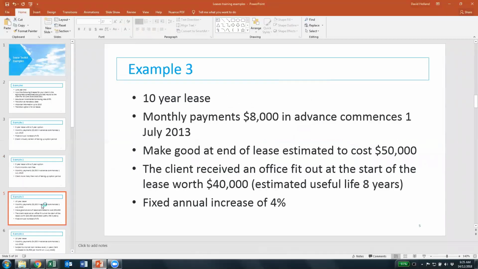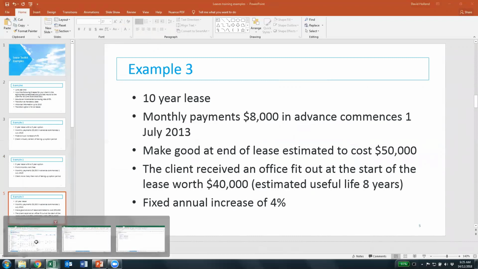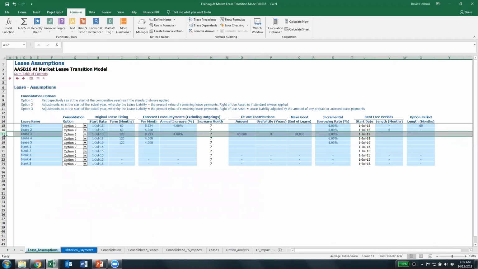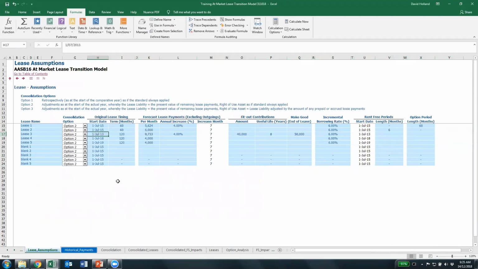Let's have a look at example 3. Please pause the video and input example 3 into your spreadsheet. Okay, here is example 3. Commenced at an earlier date, 1 July 2013. It was a 10-year lease. It had fixed increases, so we'll come back to this number. You may or may not have got that number correct. The increase month is in July again.